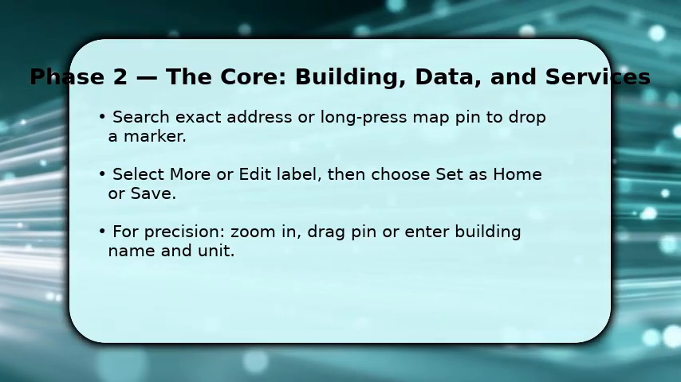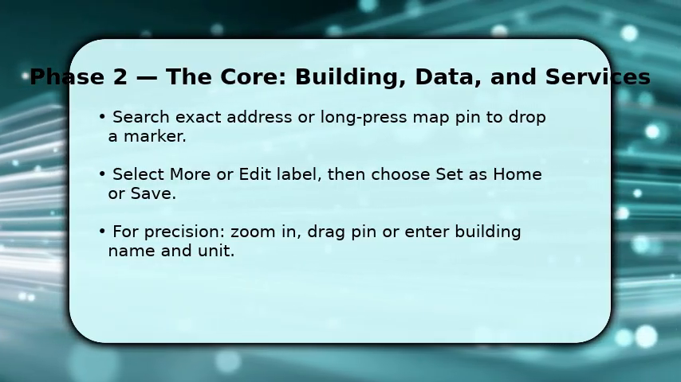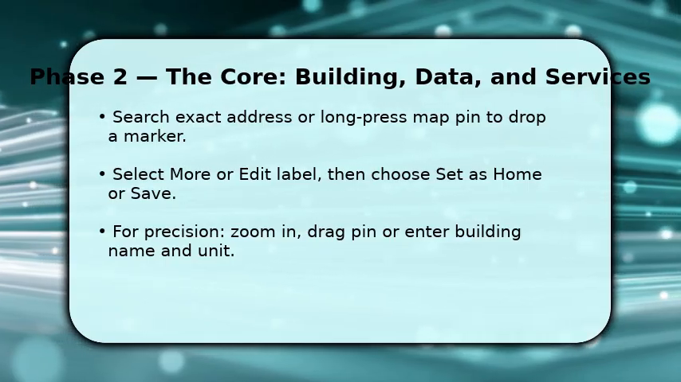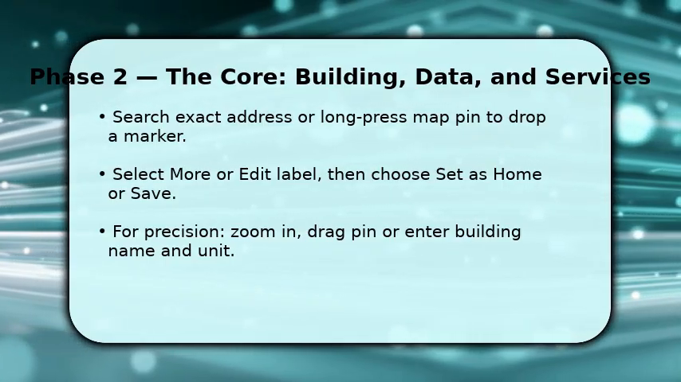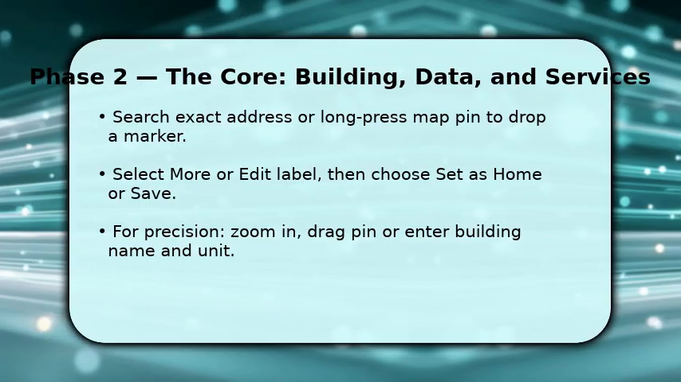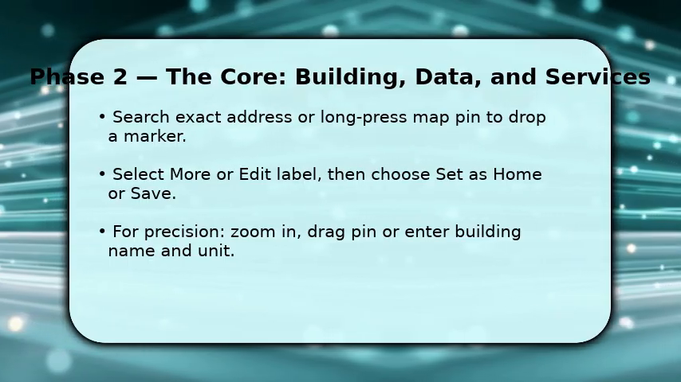You can drag the pin for pinpoint accuracy and add apartment/unit details in the address field so navigation uses the right entrance. After saving, Maps stores the new coordinates. This is why verifying the pin location matters for turn-by-turn routing.